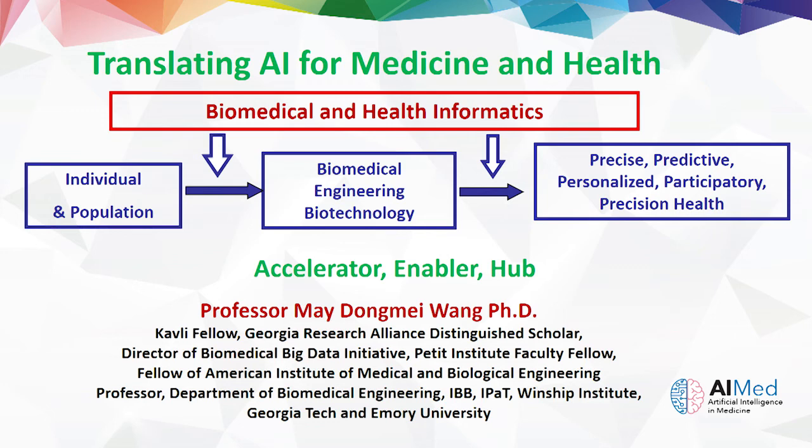And in this whole process, we all know that right now, for the individual population, we want to go for predictive, personalized health. We are undergoing a tremendous technology revolution, such as sensor technology, imaging technology, robotic technology. We all know that all this, people call it AI, but we used to also have a discipline for that, biomedical health informatics. It actually plays a role of accelerator, enabler, and hub. Why? I'm actually putting a real title on it: translating AI for medicine and health.